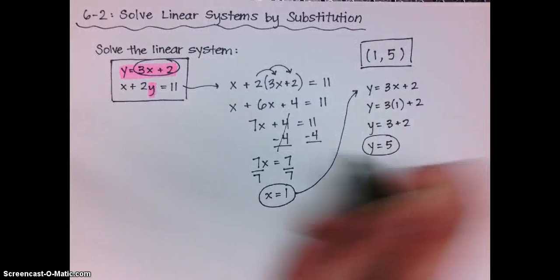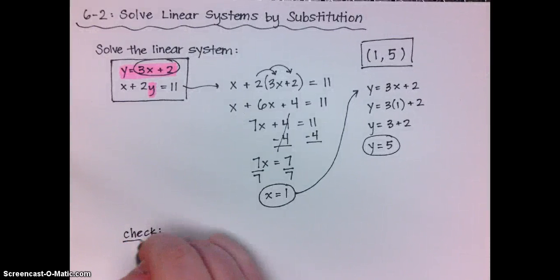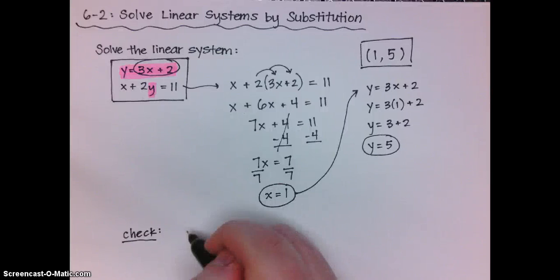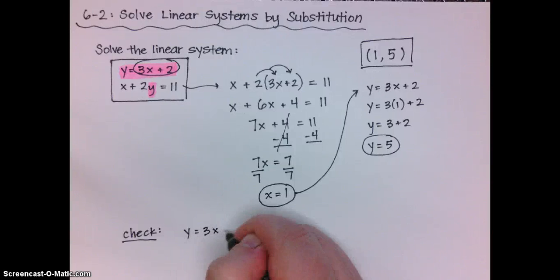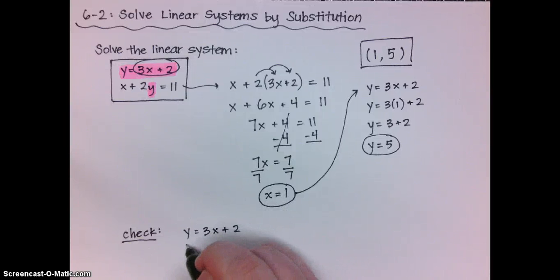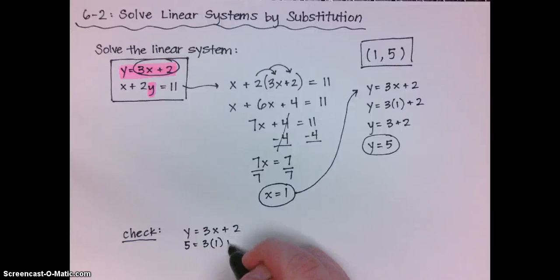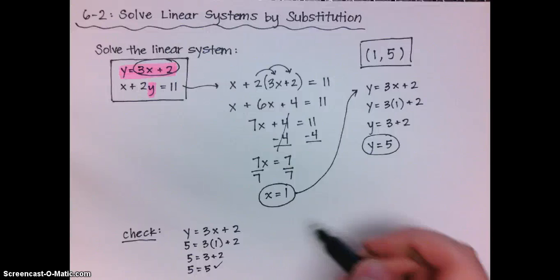It's always good practice to check though, because I may have made a mistake somewhere. So what I'm going to do is I'm going to plug it in to both of my equations. I'm going to rewrite the first one. y is equal to 3x plus 2. Let's plug in the 1 and the 5. So the 5 is the y, the 1 is the x. 5 is equal to 3 plus 2, and that's true. 5 does equal 5. So it's good for the first equation.